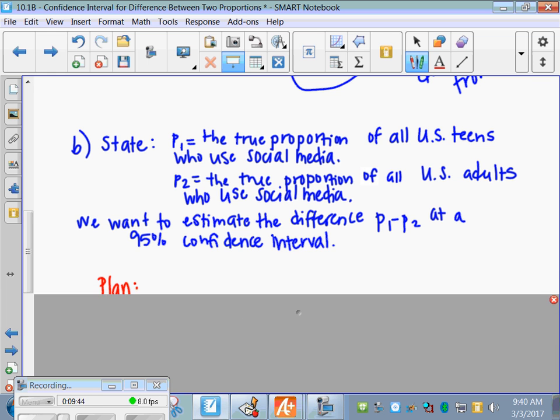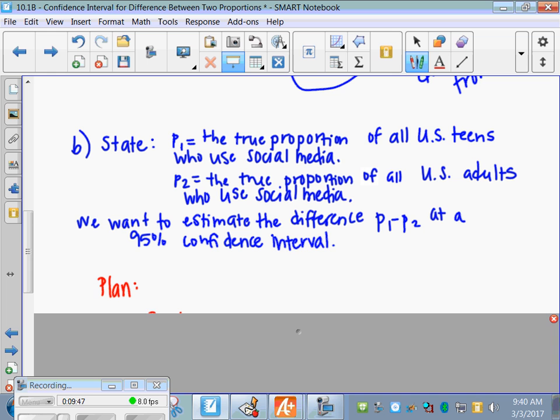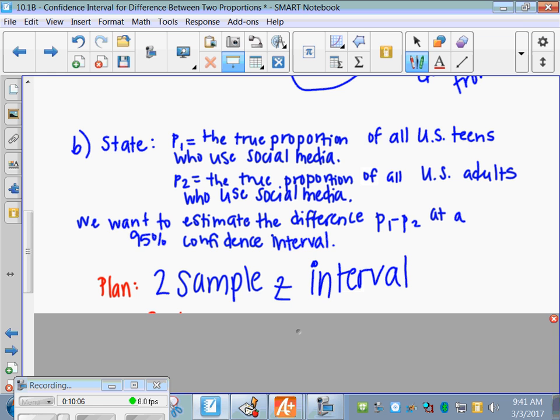Okay. Then we're going to plan, what's the name of this test, you guys? So P's always go with Z, right? And now we're doing 2 samples instead of 1, because we have two sets of data. So 2 sample Z interval. Why interval instead of test? Because we're doing confidence interval, right? Otherwise, you would do the test one. So 2 sample Z interval for P1 minus P2. Or you could say difference of proportions.